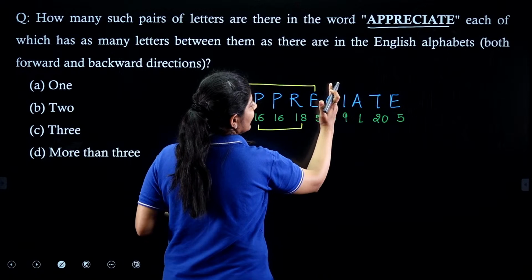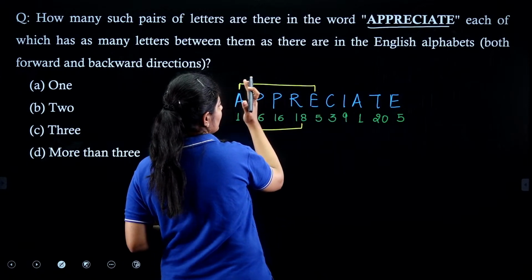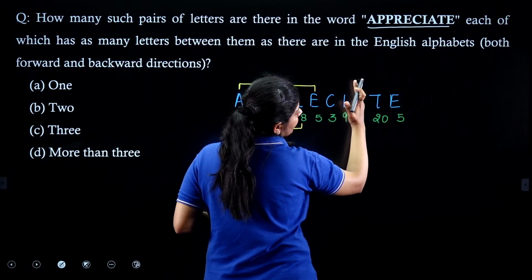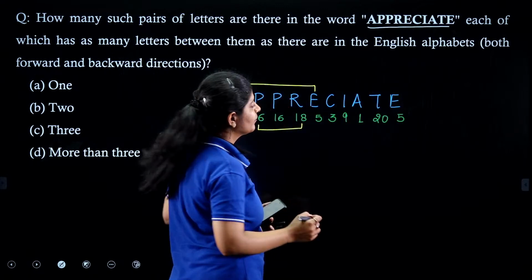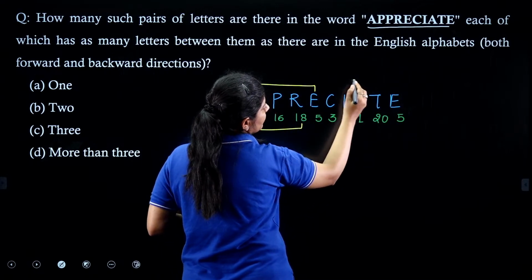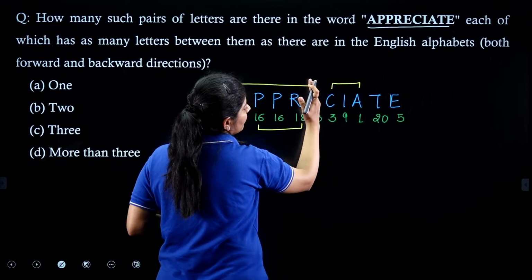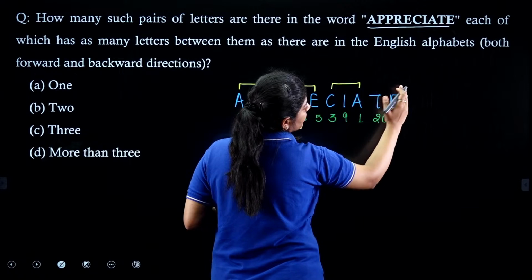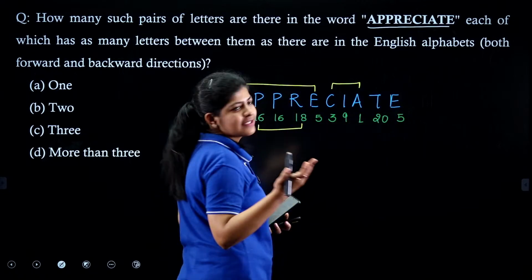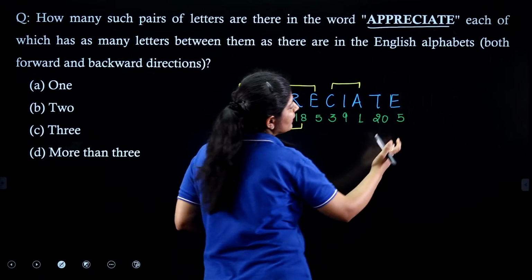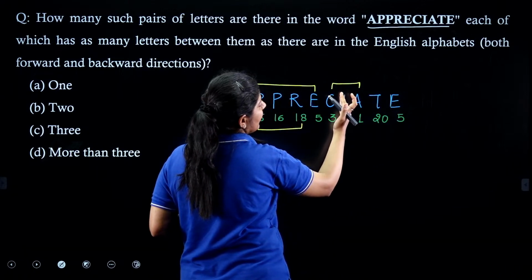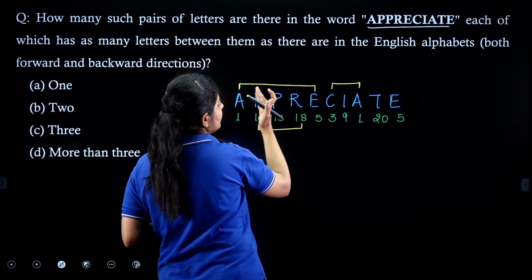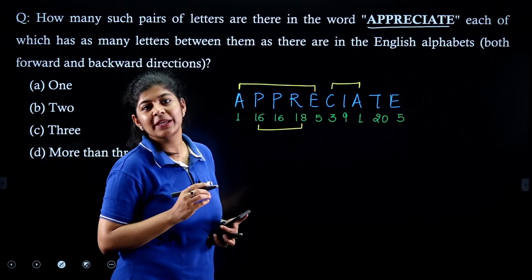9. 10, 11, 12, 13, 14, 15. No. 10, 11, 12. No. 1, 2, 3. We got one more pair. 4, 5, 6, 7, 8. No. 2, 3. No. 20 is the highest number, so there's no point counting with this one. 5. 6, 7, 8, 9, 10, 11, 12, 13, 14. No. So how many pairs did we get?